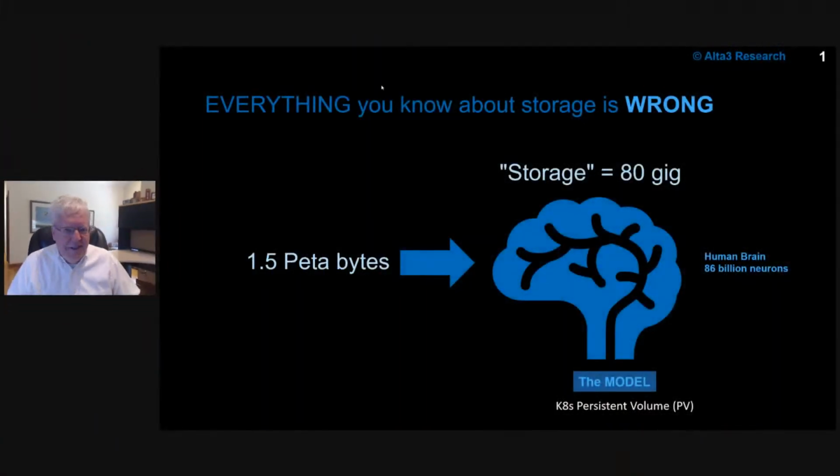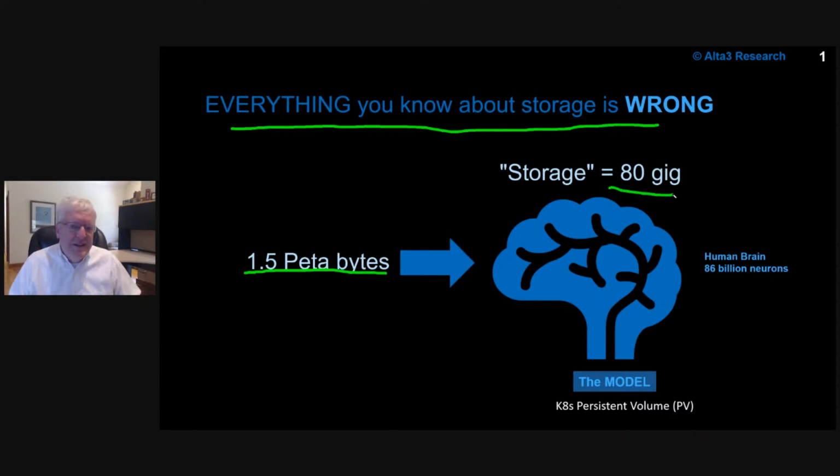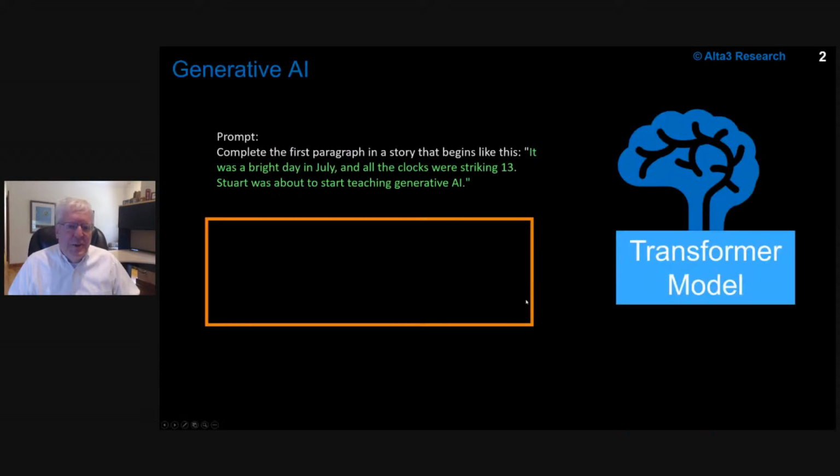The first lesson that I wished I would have learned is that everything that I know about storage is wrong. Imagine my confusion when I'm expected to understand that somehow 1.5 petabytes of data fits on an 80 gig drive in a Kubernetes persistent volume. There's just something about that that doesn't ring true at all. I wish that would have been my head first. So with that in mind, let's continue.